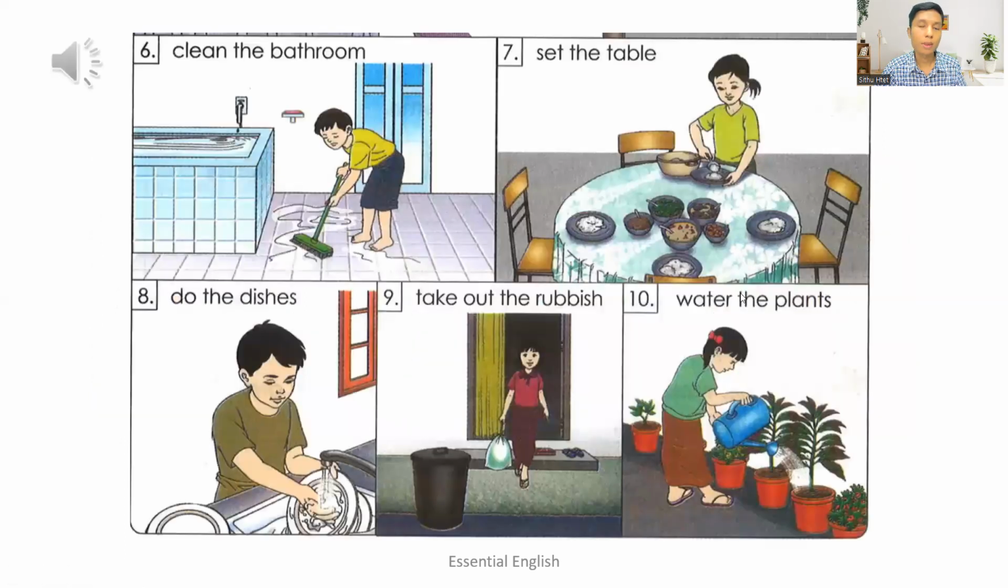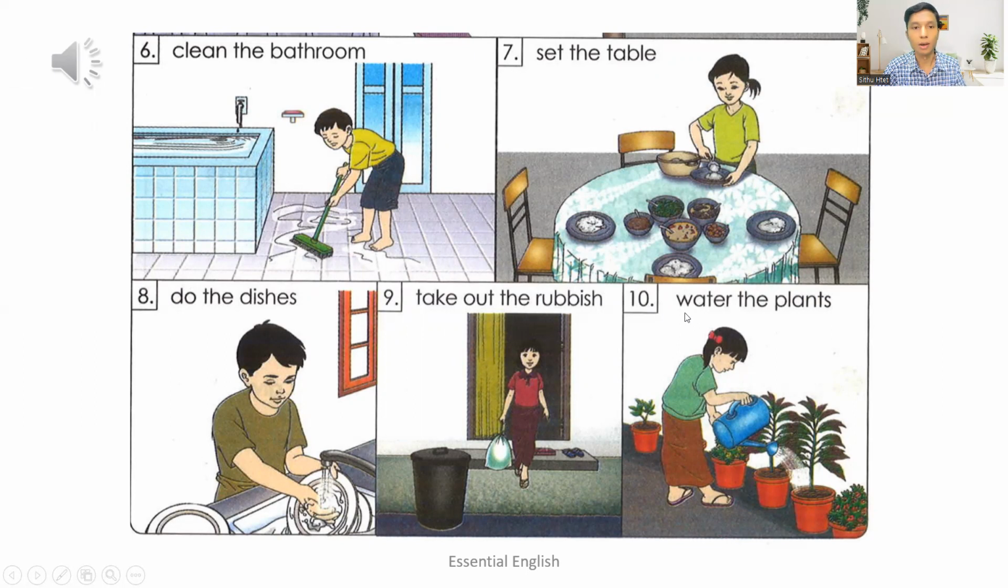Now let's look at the next pictures. Clean the bathroom. Set the table. Do the dishes. Take out the rubbish. Water the plants. Okay, very good. Please listen again and repeat after the words. Clean the bathroom. Set the table. Do the dishes. Take out the rubbish.